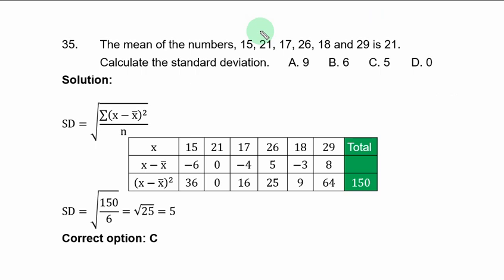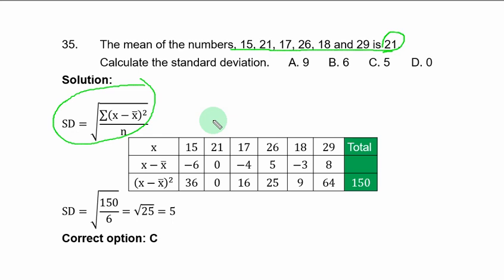Question 35. The mean of the numbers 15, 21, 17, 26, 18, and 29 is 21. Calculate the standard deviation. The data are ungrouped, and as such, you can find the standard deviation using this formula. WAEC has already solved this question halfway for you. They have, because the mean is given to you as 21.